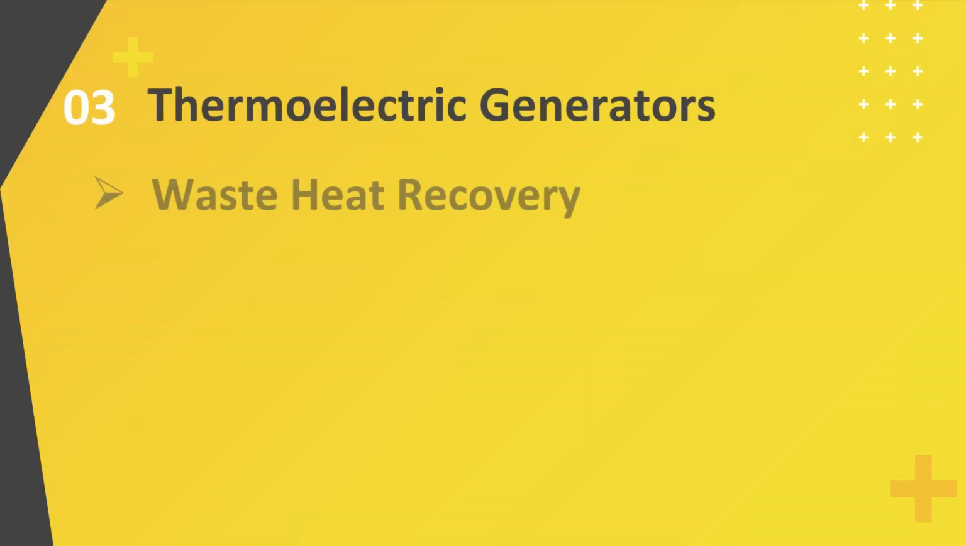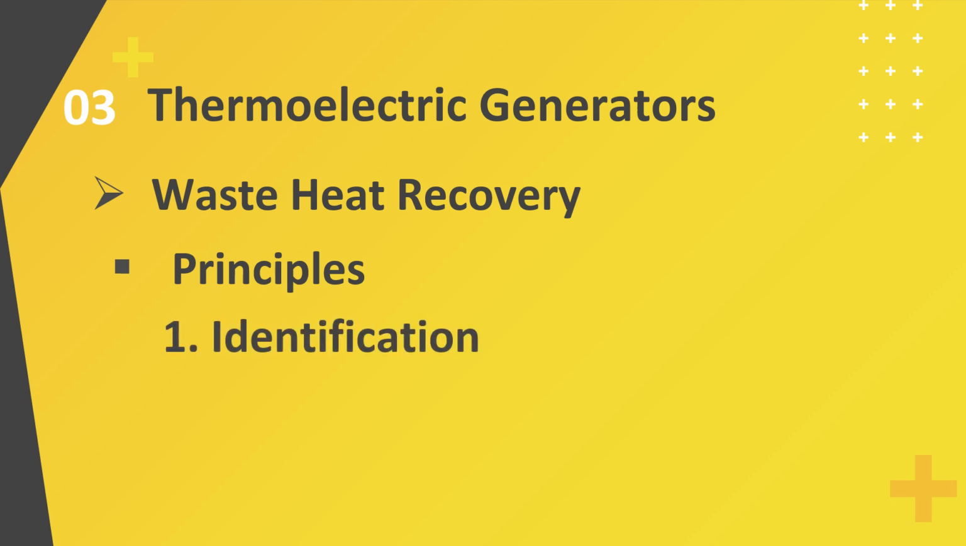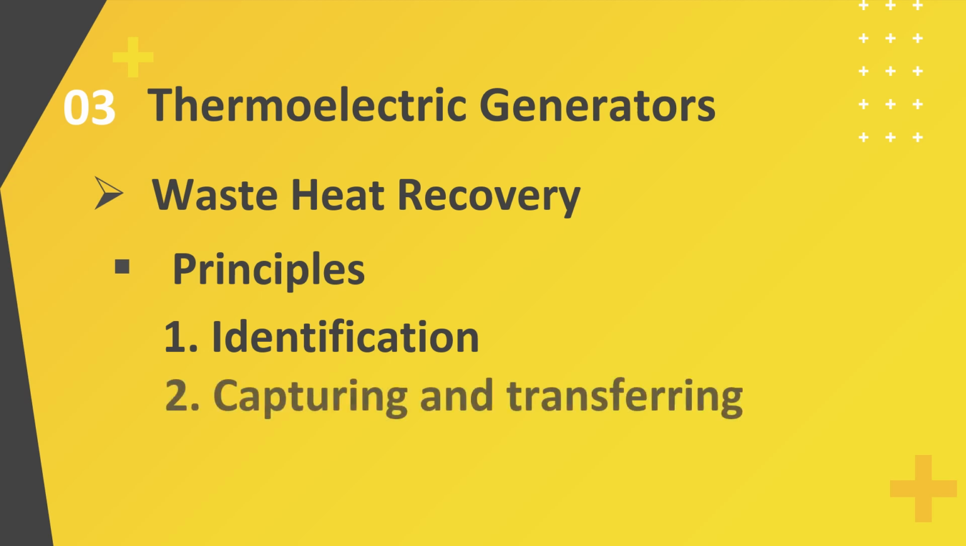Waste heat recovery systems capture and utilize waste heat from industrial processes to generate electricity. The principles behind waste heat recovery involve the following steps. Identifying the sources of waste heat. Capturing and transferring the waste heat to a heat recovery system. Converting the waste heat into usable energy, typically through the use of a heat exchanger and a power generation system.